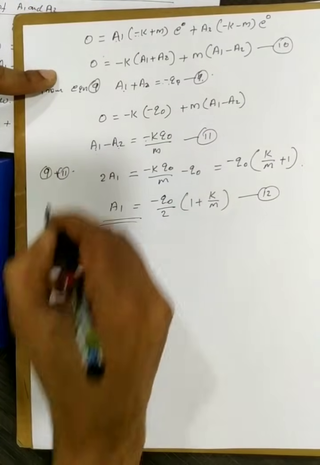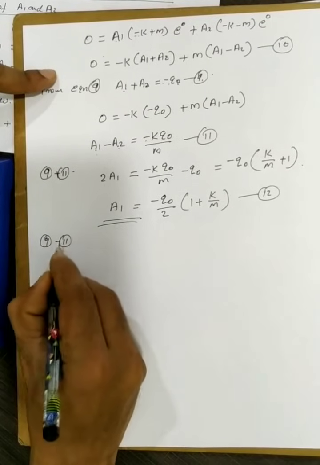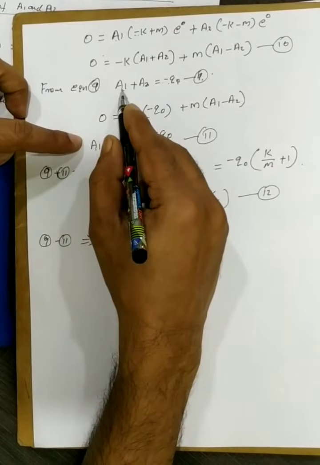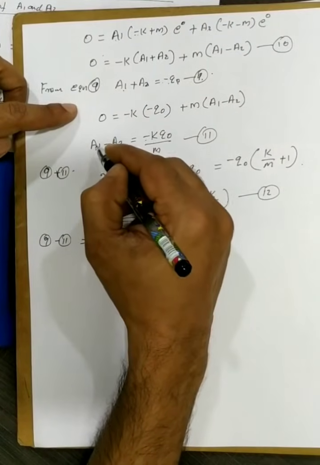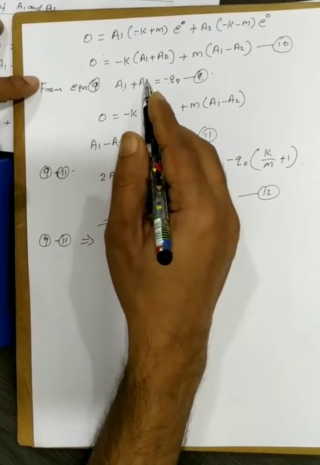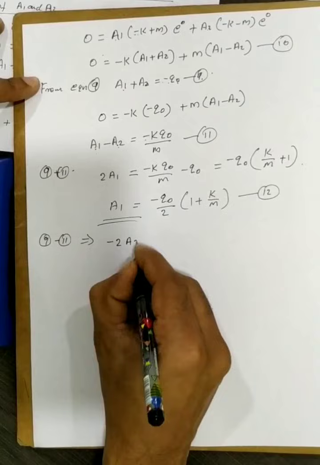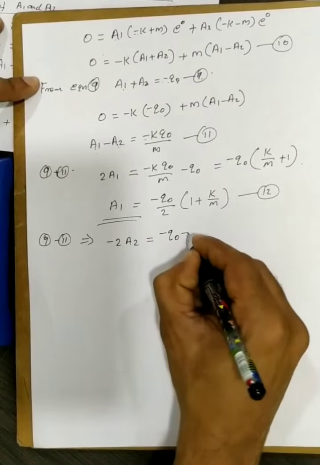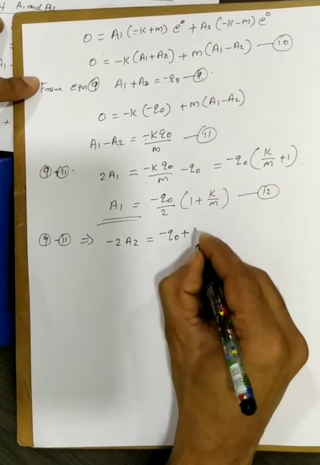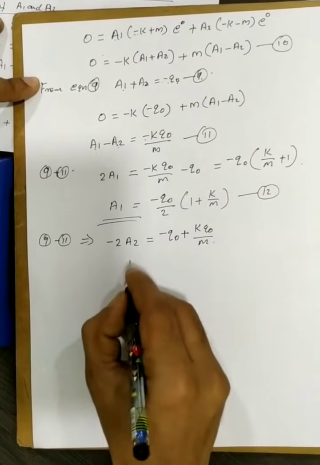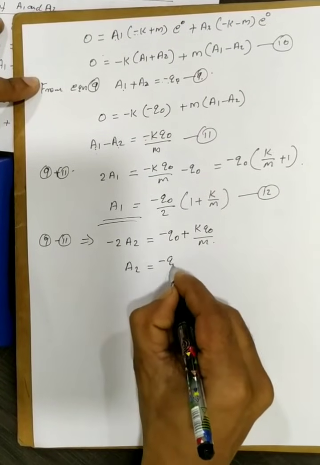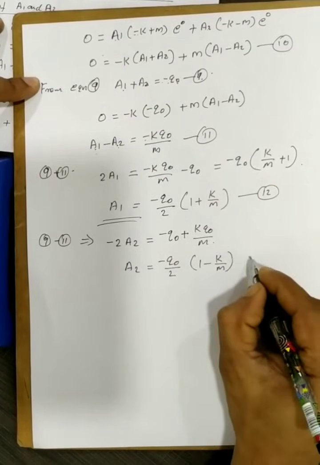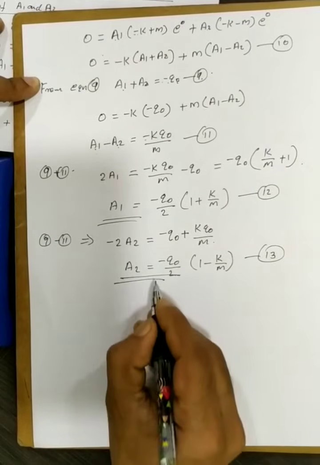For A2, subtract: equation 9 minus equation 11 gives A1 plus A2 minus A1 plus A2, so we get 2A2 is equal to the right hand side, minus Q0 plus kQ0 by m. So from this we get A2 is equal to minus Q0 by 2, (1 minus k by m). This is equation 13. So we have two constants A1 and A2.